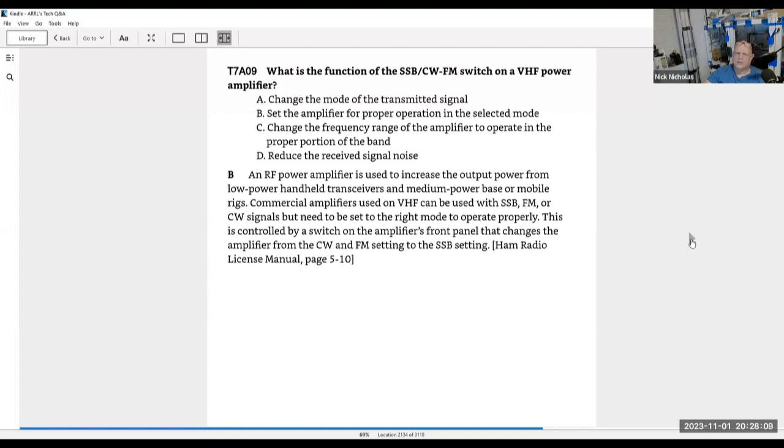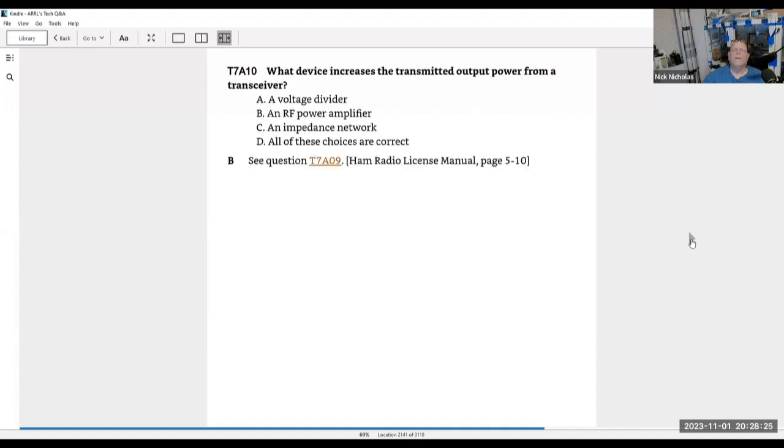Should be kind of self-explanatory, but the explanation there is not adequate. I'll tell you now, it's rather a complex thing altogether. Take my word for it, you just throw the switch and leave it wherever it should be. What device increases the transmitter output power from a transceiver? That would be B, an RF power amplifier.